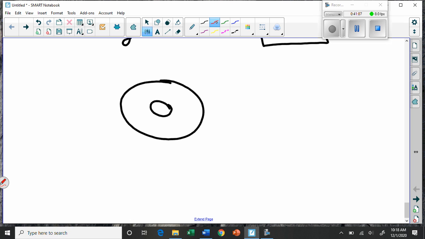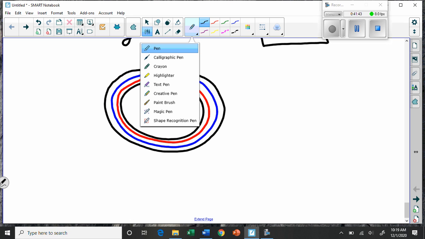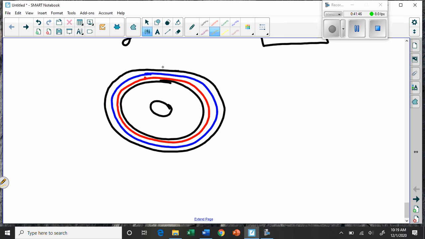So I'll take this red color and I'll draw a very thin layer like this. Then I'll take a blue color and draw another thin layer like this. And then I'll draw in a dark color again, maybe the black again, another layer outside. It's not really to scale. These layers I've drawn are very thin. And we'll shade in some colors. So let's get our crayon. Let's pick a dark brown.